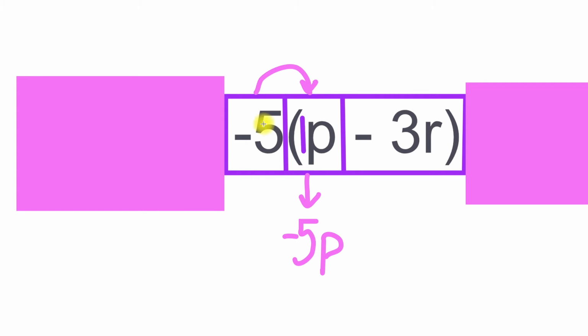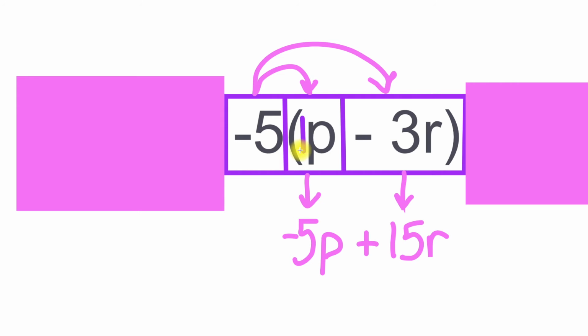Our next distribution is the touch term, negative 5, times the second term inside parentheses, which is negative 3r. We've got negative 5 times negative 3r. When we multiply negative 5 times negative 3r, a negative times a negative will give us a positive. So we know it's going to be a positive result. And then we've got 5 times 3, which is 15. And we also have the variable r in that term, so we'll bring that down and put it next to it.